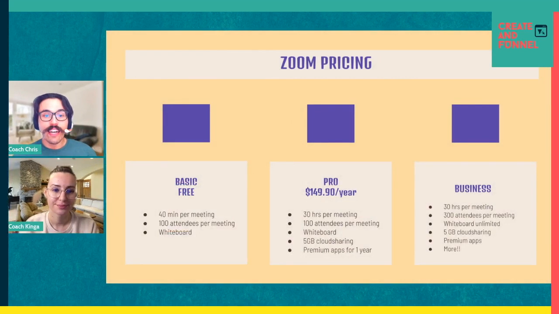Excellent. So, yes, the basic version is here, Pro and Business, of course. And with the Pro version, you do get access up to a year to use those apps like Kahoot. Great. So, if you want more information about pricing or more FAQs, go on to www.zoom.com, where you can learn more.